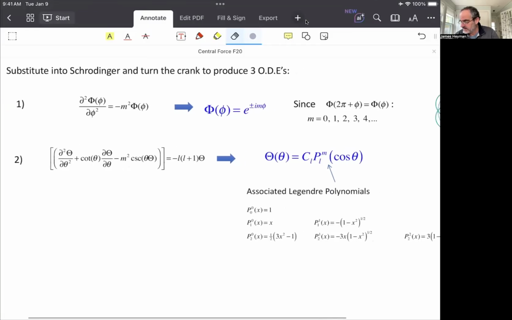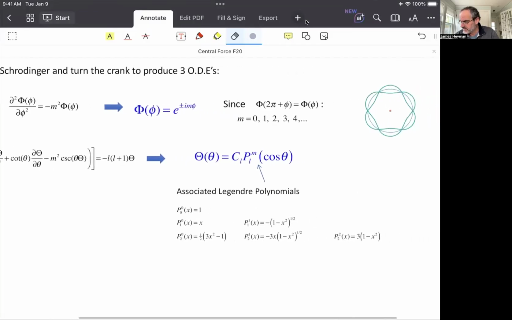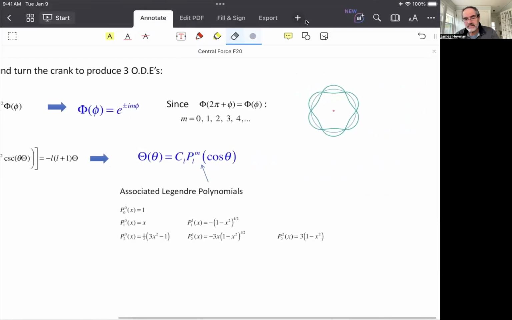And that's what we're going to choose to do. Okay? Now, something interesting: since the wave function has to be single valued, we know something about capital Phi of phi. If we start tracing out the wave function and go all the way around from phi equals 0 to phi equals 2 pi, when we get back, we have to get back to the same value, right?